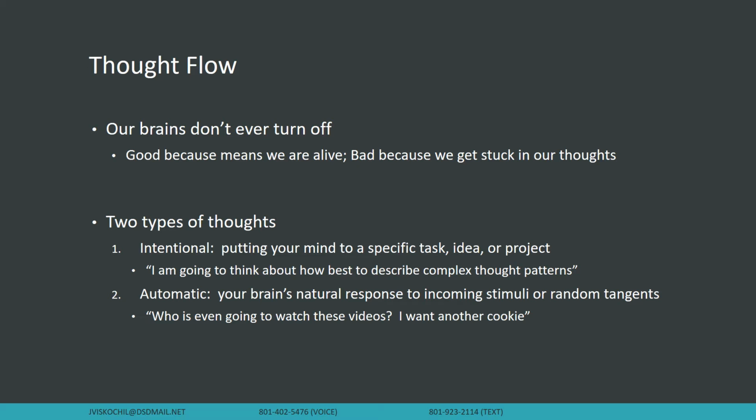An automatic thought, on the other hand, is your brain's natural response, something that just happens automatically. So something comes in, a random tangent, and your brain just really quickly comes up with an automatic thought. So an automatic thought for me might be, who's even going to watch these videos? I want another cookie. I wrote this last night after I had some cookies. But that's the automatic thought.